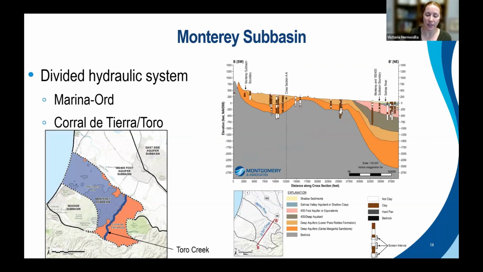This next cross section, also for the Corral de Tierra area, goes down Toro Creek. And again, we see this isolated area on the left. And then as we move over, again, a bedrock rise moving towards the 180-400 subbasin, it starts to then again resemble that stacked aquifer and aquitard system in the 180-400 subbasin. And again, these are those expected groundwater flow directions going towards the areas where we see a few more wells, but definitely separated by that bedrock rise.